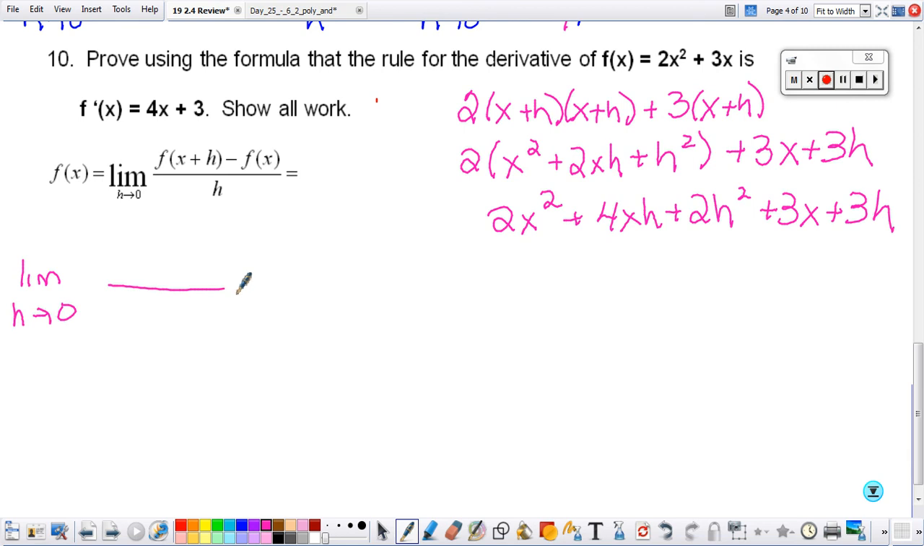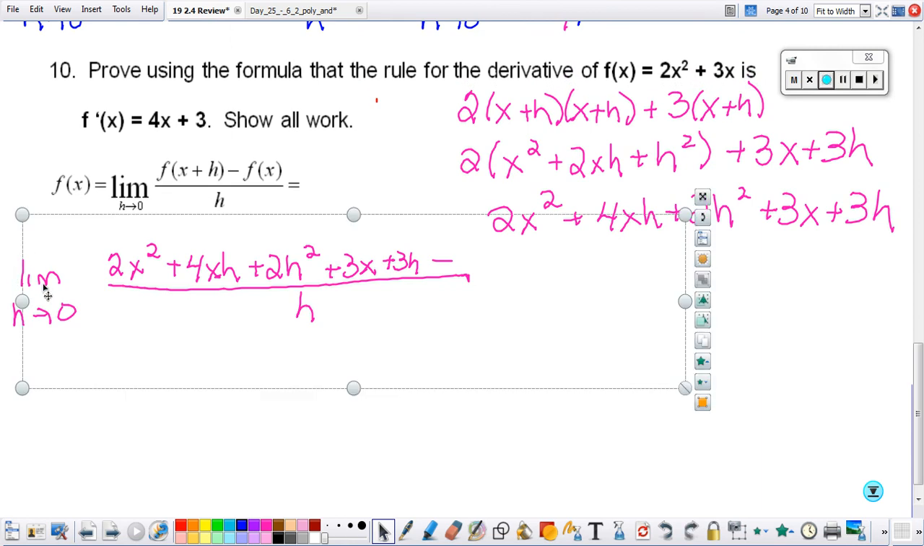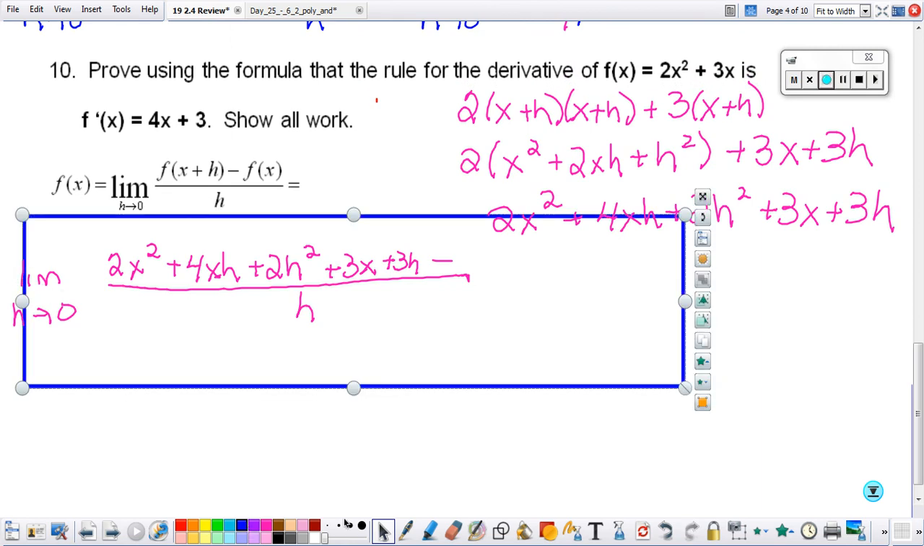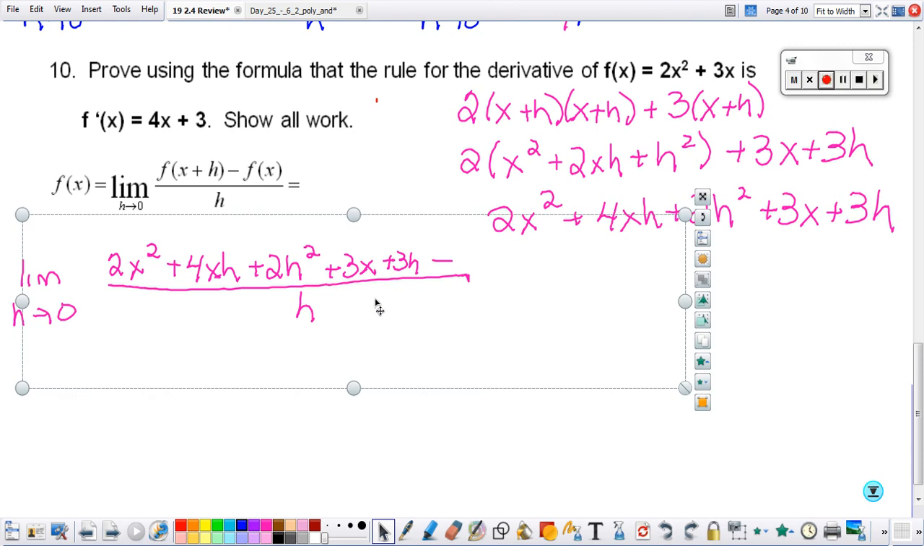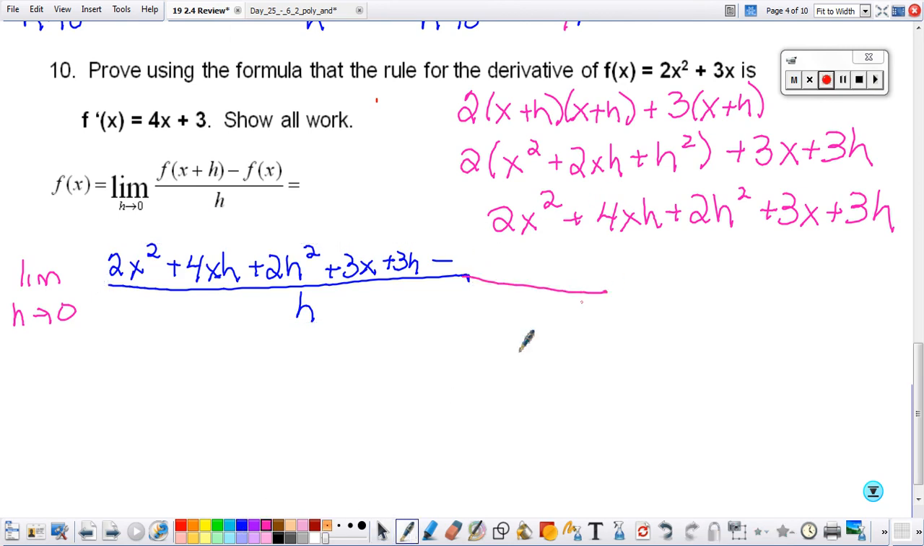Limit as h goes to 0. I'm just copying the algebra work I did on the right. Okay, so now it's minus, sorry, make that a different color so it doesn't run into this. So minus the original function, but because it's subtraction, it's negative 2x squared minus 3x.